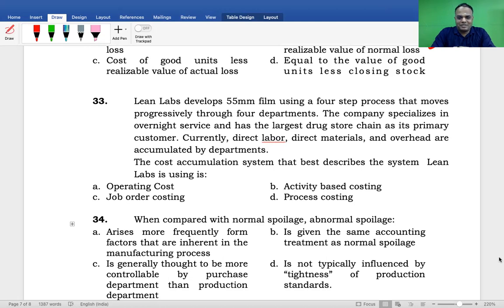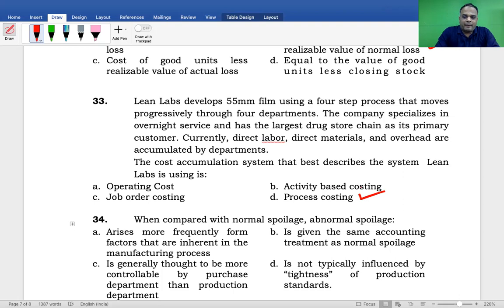Operating costing, activity based costing, job or process. It's a 4-step process, therefore it comes under what? Process costing only. Next, shall I go to the next one?